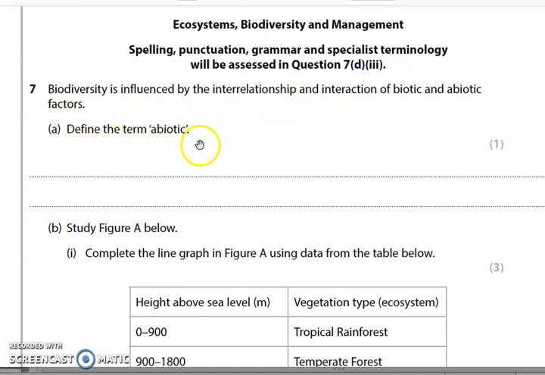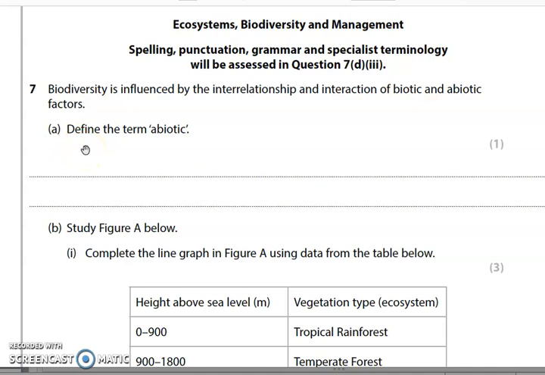Define the term abiotic. Now this is only 1 mark. It's not quite as basic as a state or identify. You have to give a definition. What does abiotic mean? Okay, so you've got biotic and abiotic factors. What are the abiotic factors? You don't need to give examples, just say what abiotic means. Okay? Have a go.